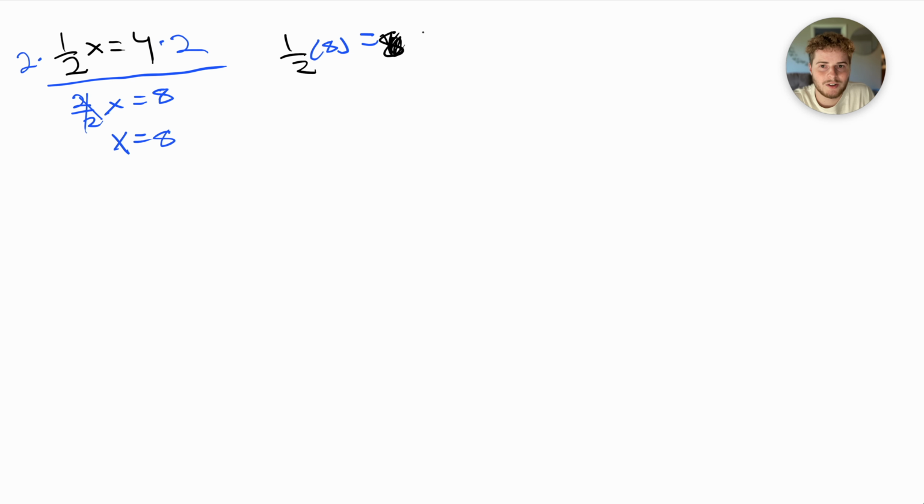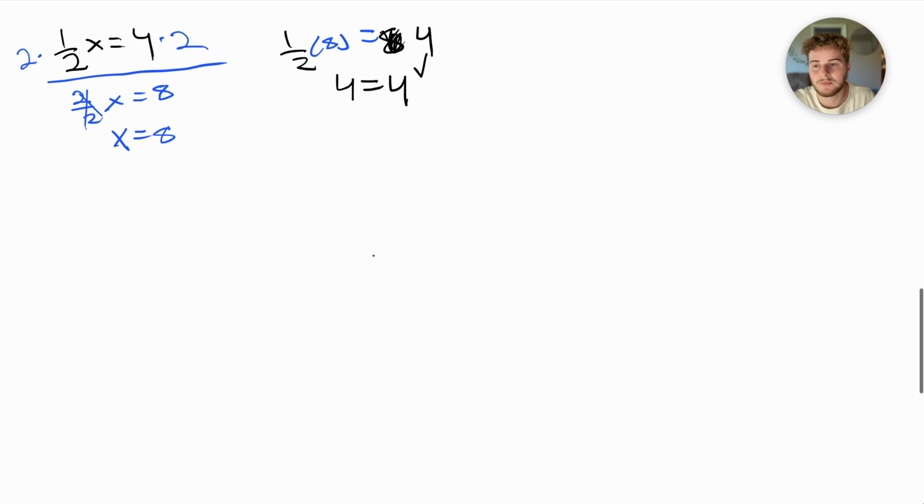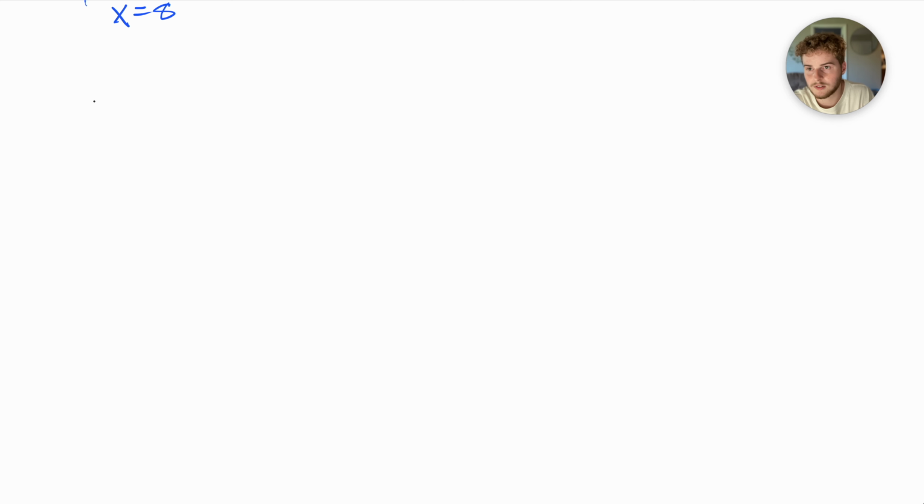They made me write 8 there. I meant to write 4. So 1 over 2 times 8 is also the same thing as saying 8 divided by 2. That would be 4, and 4 in fact does equal 4, so that's a correct statement, meaning we solved the equation correctly.